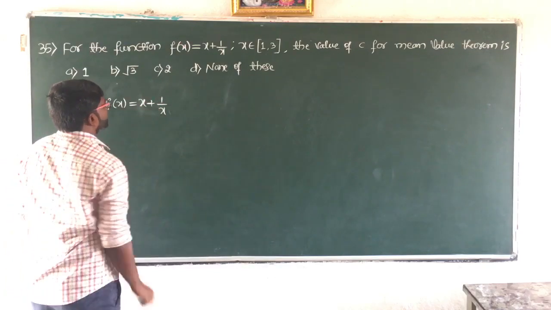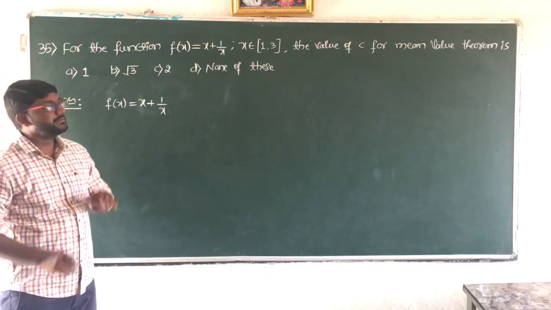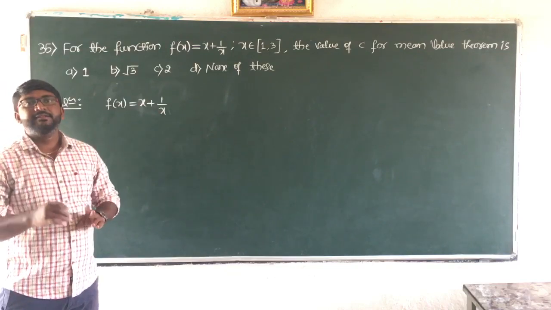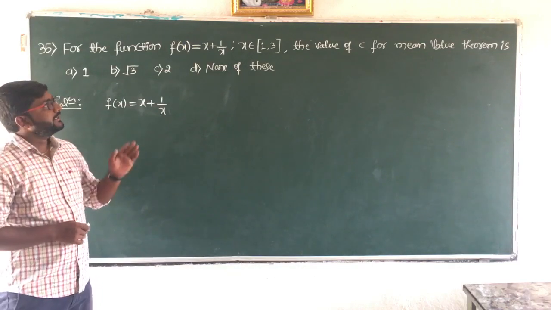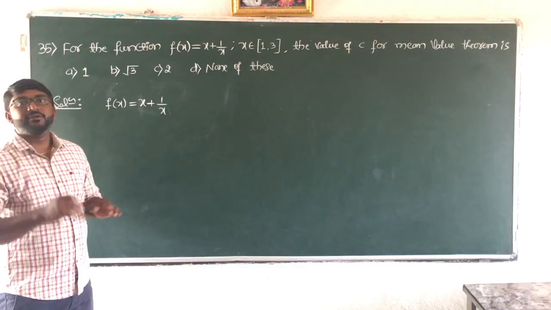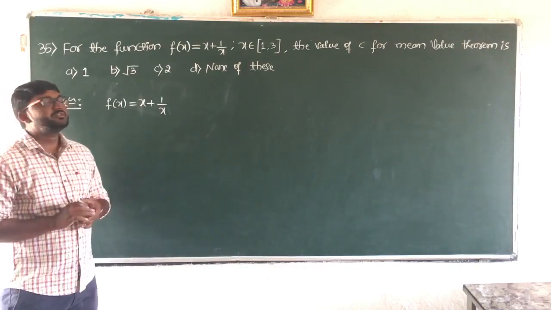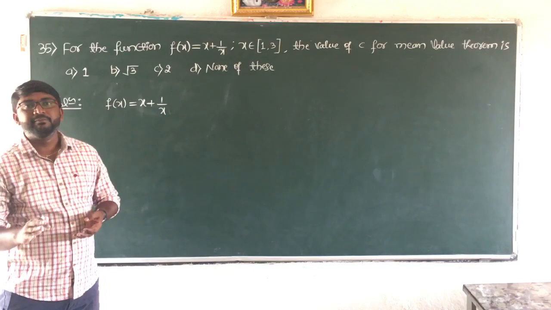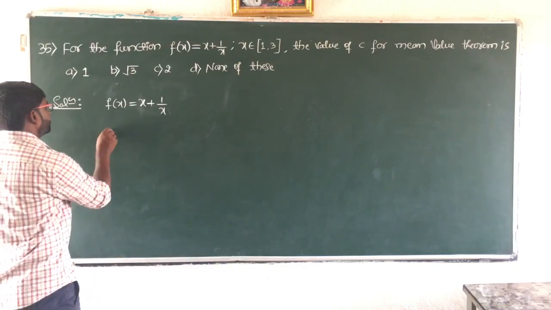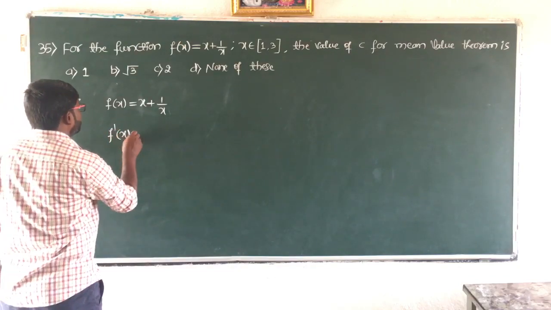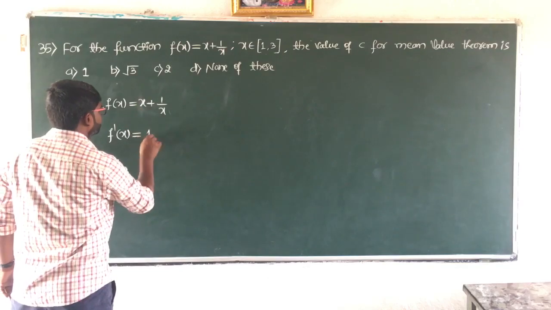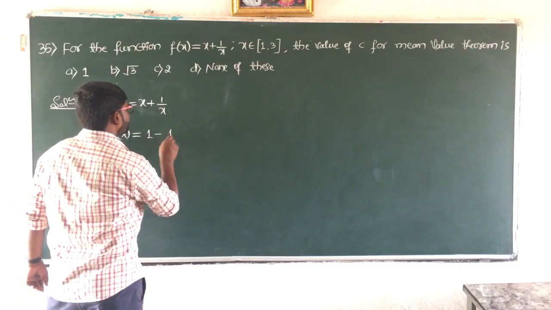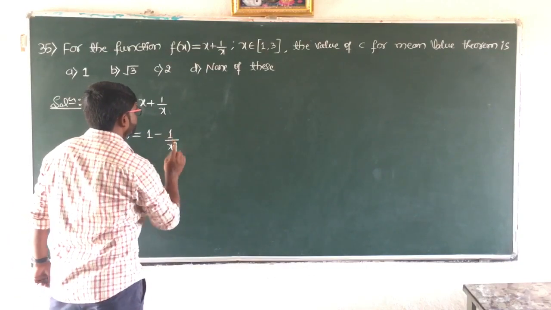The first two conditions of the mean value theorem are that the function is continuous in the closed interval 1 comma 3, differentiable in the open interval 1 comma 3, and f of a should not be equal to f of b. By the mean value theorem, f dash of c is equal to f of b minus f of a divided by b minus a. I'll go for f dash of x straight away. The derivative of x is 1, and the derivative of 1 by x is minus 1 by x square. So f dash of x is 1 minus 1 by x square.